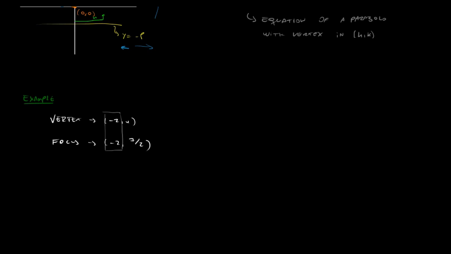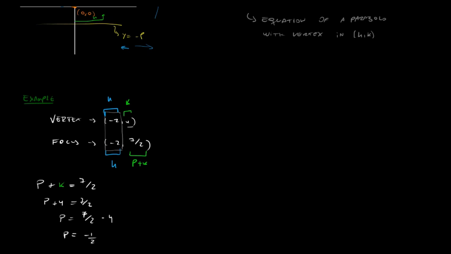Now, as the parabola is vertical and it's not centered in (0, 0), because none of these components are 0, then we know, because these two elements are the same, that this is h. And then the vertex, as it moved from (0, 0) to (h, k), this is k. And then this number, the focus, will be p plus k. So we know that p plus k equals 7 over 2, and k equals 4, so p plus 4 is 7 over 2. p is 7 over 2 minus 4, and this gives us that p is minus 1/2.